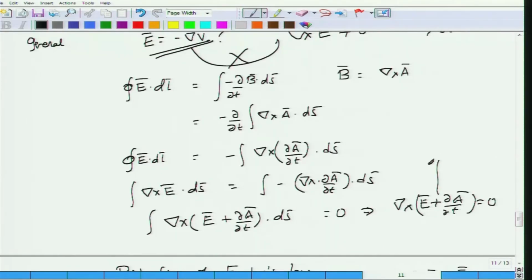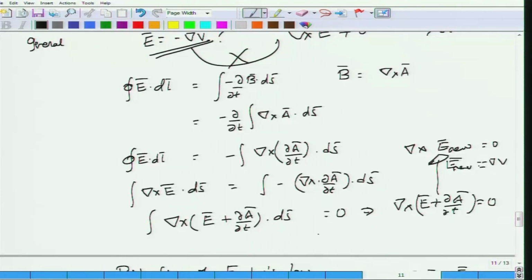Now I seem to have obtained a new type of electric field, right. This new electric field actually is the old electric field plus the time variation or the rate of change of the magnetic vector potential itself. Okay. So for this new field, curl of E new is equal to 0, which means that E new can be expressed in terms of gradient of a scalar potential. Okay.